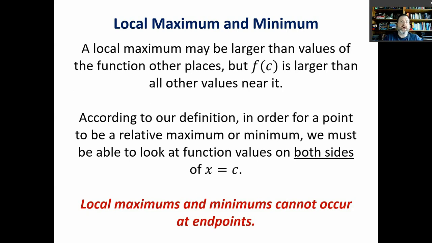So one thing to keep in mind when we're trying to identify maximum and minimum values is where can these things happen? Are there restrictions where you can have maximum and minimum values? So according to our definition, we have to be able to look on both sides of x equals c. So the function has to exist on both sides of the point. Because of that, it's a logical consequence that endpoints cannot be local maximums and minimums. Endpoints can be absolute maximum or minimum, but not local.